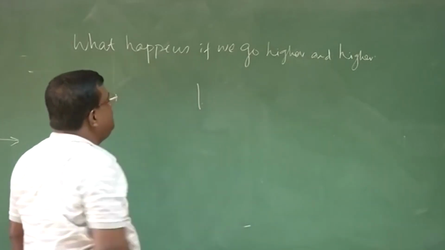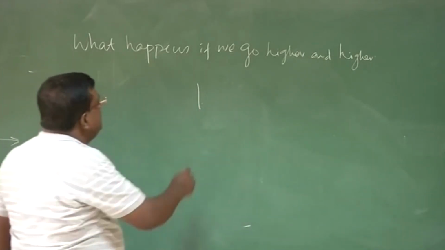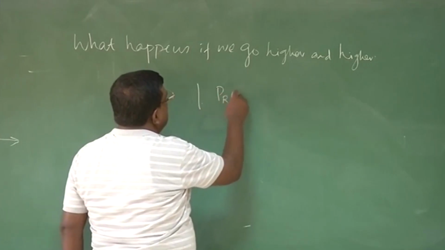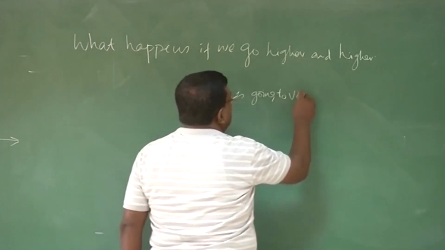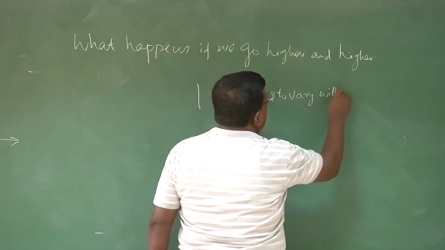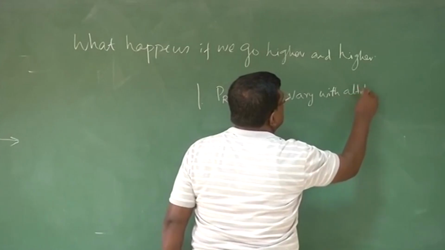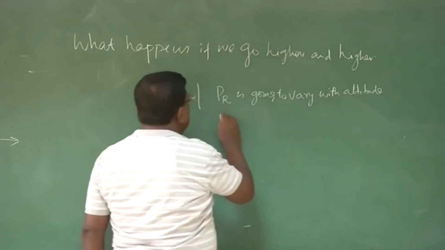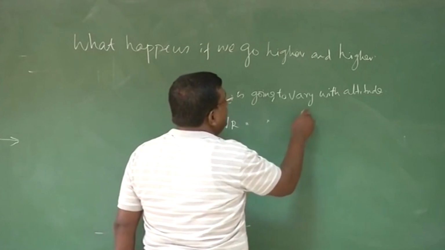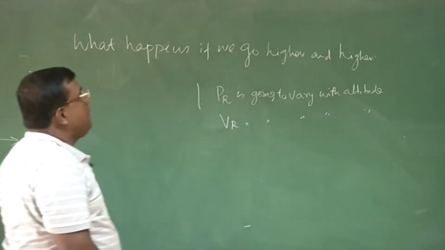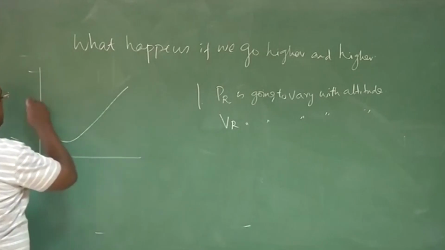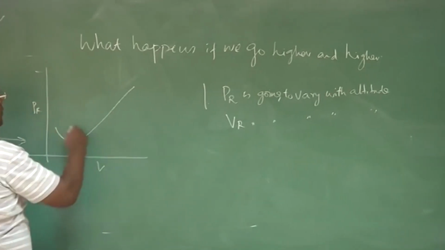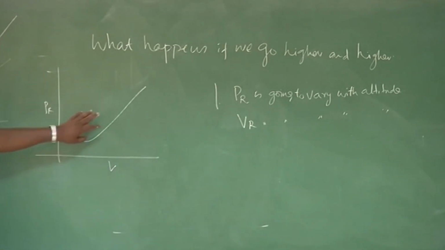That is, more specifically, how the power required is going to vary with altitude, how the velocity required is going to vary with altitude. This is important because, please understand, we are plotting power required versus V like this. This is fixed to an altitude.